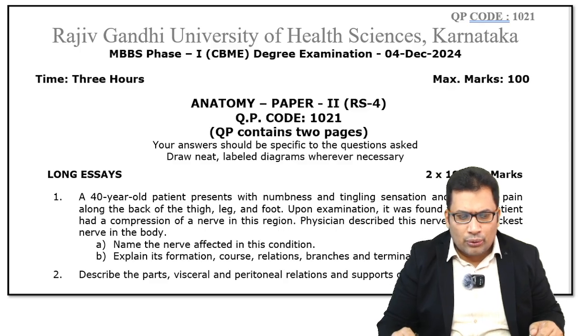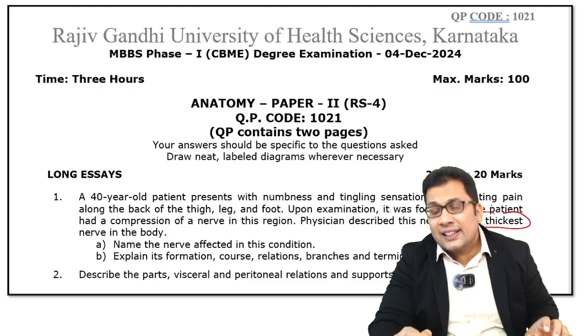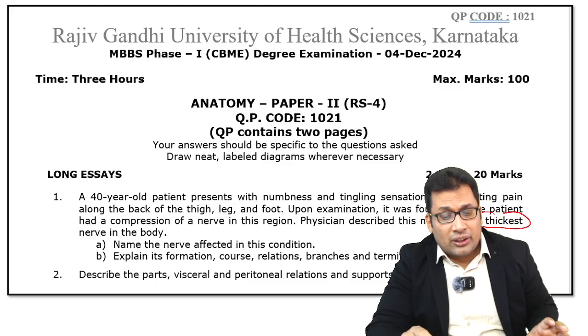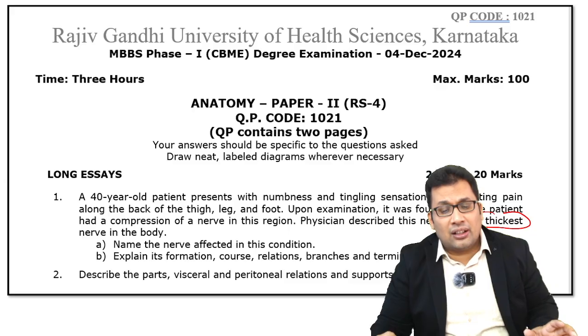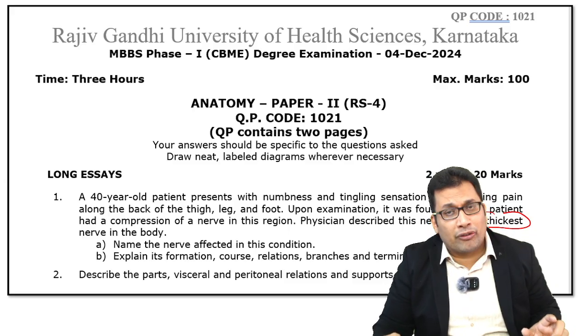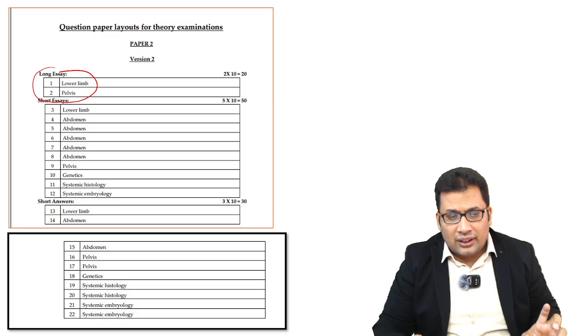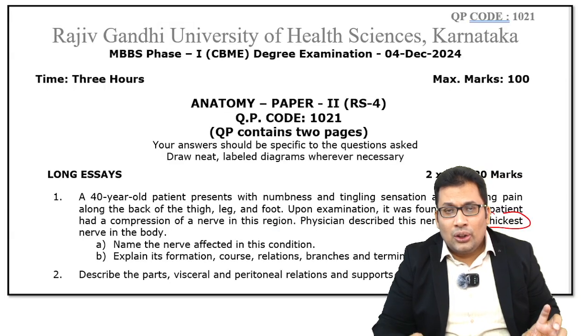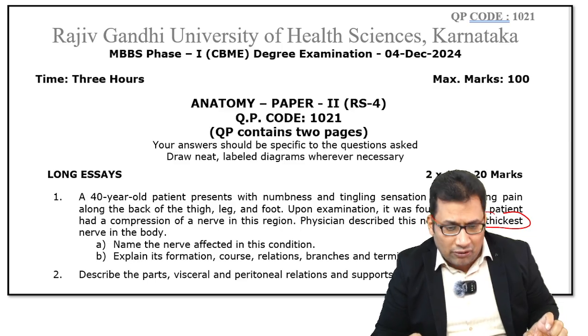Question number 1 is about the thickest nerve, probably the sciatic nerve. So the sciatic nerve is the main question and a repeat question. Also parts, visceral, peritoneal relations and supports of the uterus, that is question number 2. So it's actually pattern number 2. It is version number 2 that was asked in your supply paper, December 2024.